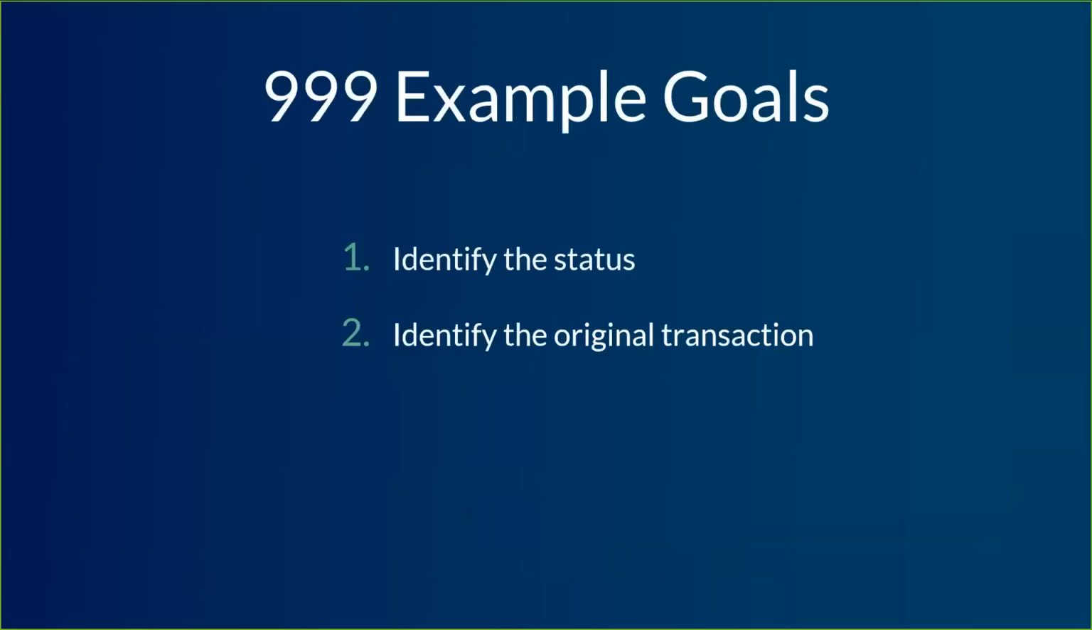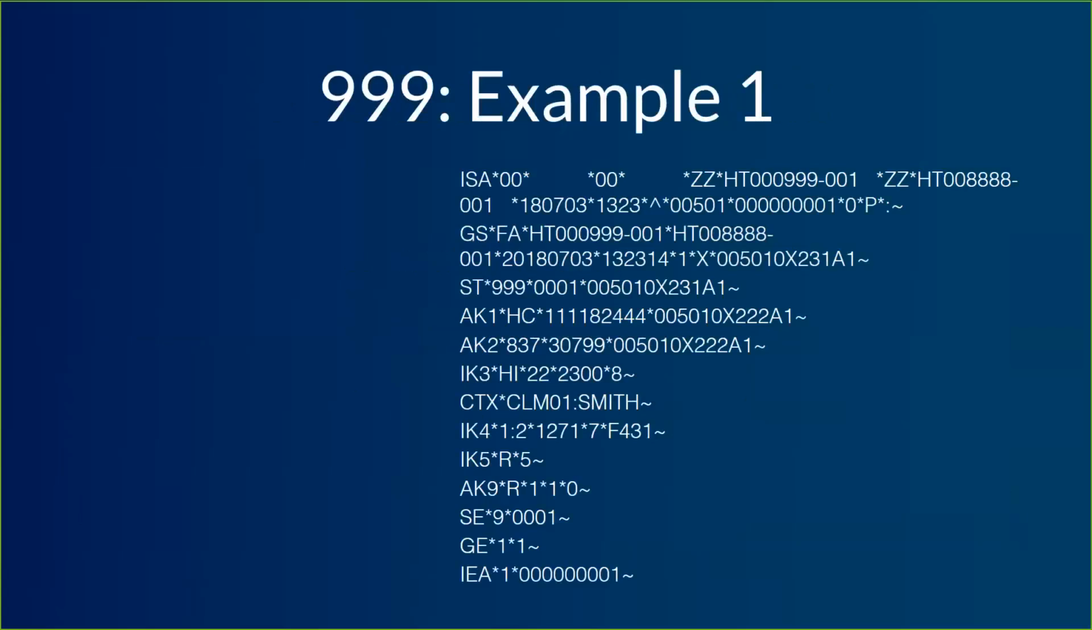Next, identify the original transaction. So this means look for the headers, the AK1, the AK2. Look for if it was a claim level rejection. So you might be looking for that CTX with the business unit identifier. And then after that, once you've identified which original transaction is involved, see if you can identify the areas that will tell you the location of the error and the reason for the error. Now, you don't have to be able to interpret it. I know not all of you are going to have implementation guides handy to look this up. So just try and find the locations where that information resides. We're going to do the first one together.